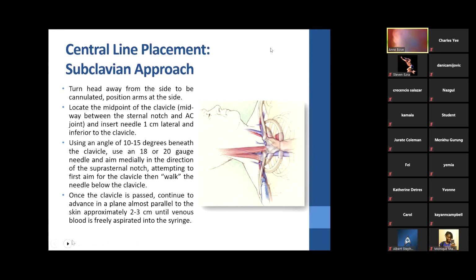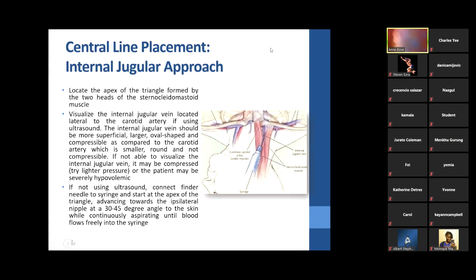The other place it can go into is your jugular, your internal jugular. And in essence, there's less chance of complication with that approach as well. And with the central line, consent is also needed.